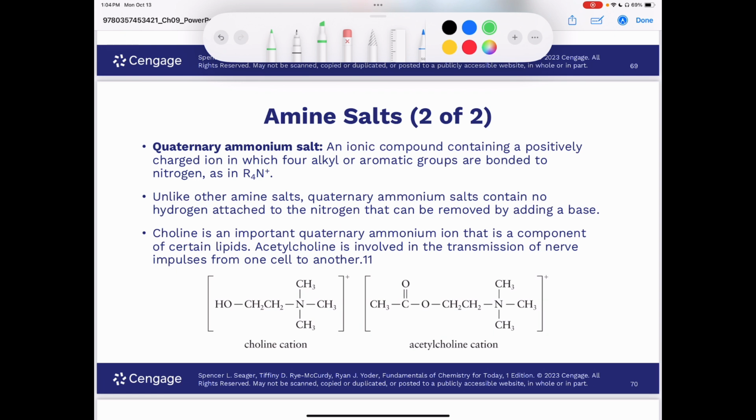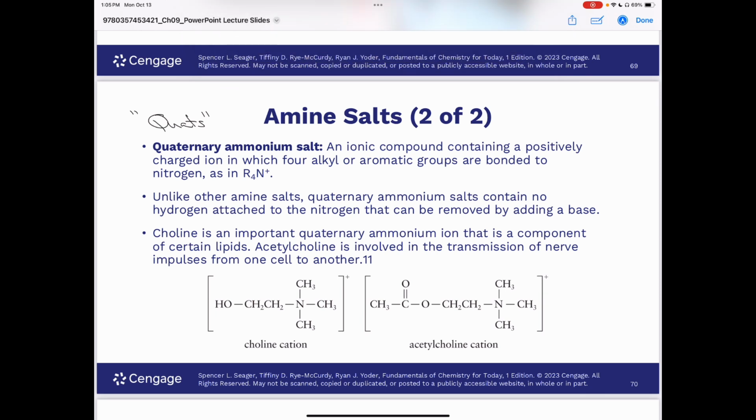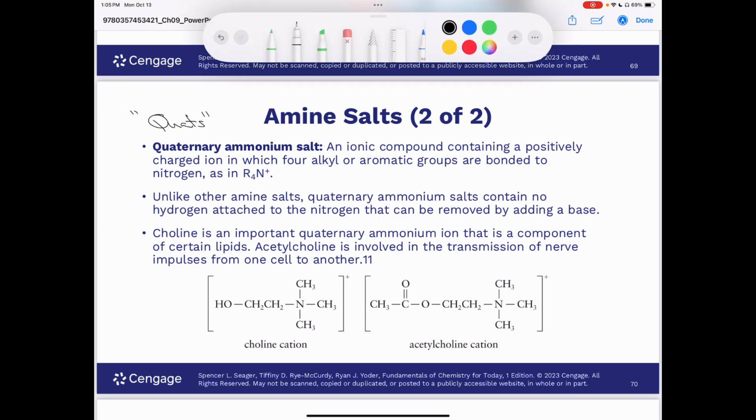Now, a quaternary ammonium salt, which we sometimes refer to as a quat, or if you ever hear somebody talk about quats, they're talking about a quaternary ammonium salt, is an ionic compound containing a positively charged ion in which four alkyl or aromatic groups are bonded to the nitrogen. And you can see that here in the choline ion and the acetylcholine ion. So what do they both have in common? They both have a nitrogen with 1, 2, 3, 4 groups attached. Here we have a nitrogen with 1, 2, 3, 4 groups attached, and we have the positive charge shown up here.